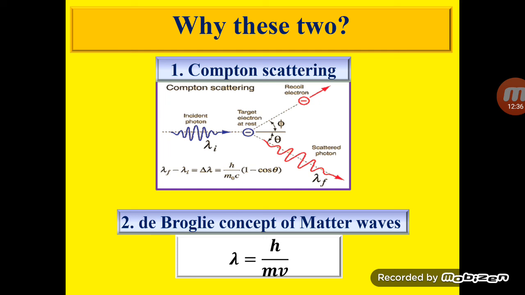The same thing can be observed even in case of photoelectric emission. On the other hand, the de Broglie concept of matter waves explains the wave nature exhibited by a moving particle. In the first case, a wave behaves like a particle, whereas in the second case, a particle behaves like a wave.